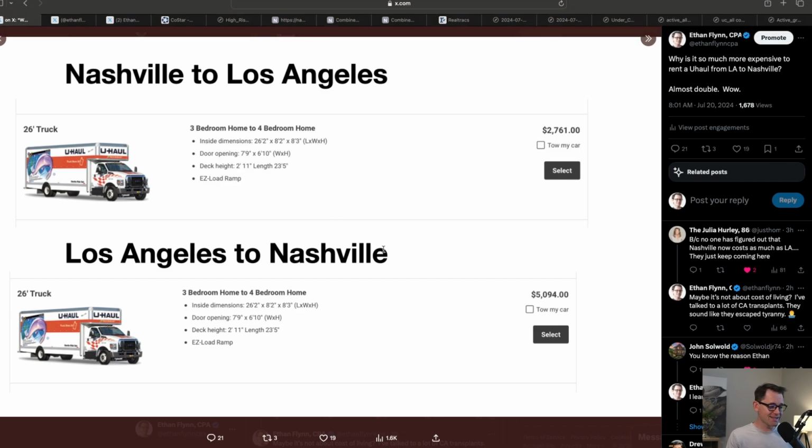Exhibit A, evidence A here: Nashville to Los Angeles for August 4th. If you need to rent a 26-foot U-Haul truck, it's only $2,800, Nashville to Los Angeles. However, if you're coming the other way, from LA to Nashville, that will cost you $5,100. Guys, that is brutally expensive. The migration pattern is heading out of LA and into Nashville. Tell me if I'm wrong, I'm open to being wrong, but it certainly looks that way to me.